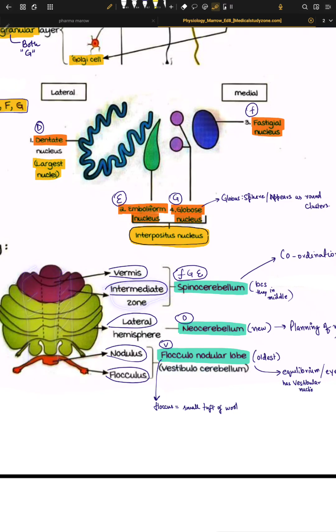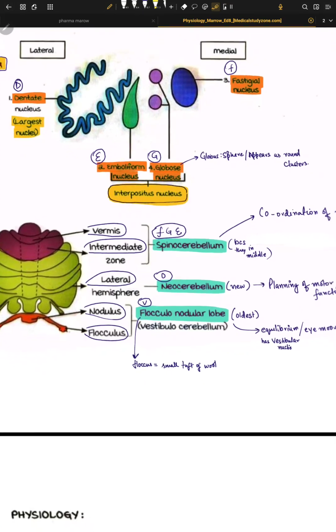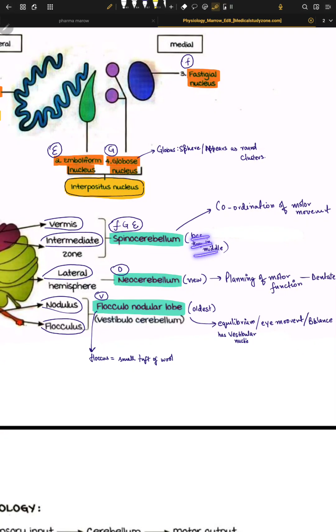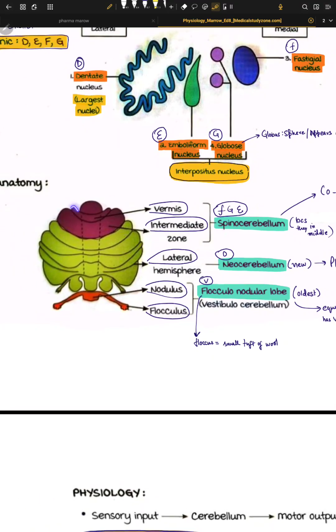Paravermis, intermediate zone. We call this zone spinocerebellum, because they give rise to fibers that go to the spinal cord, and that's why we call them spinocerebellum. And because they are in the midline, of course, F vestigial is also present at the midline of the 4th ventricle. Because they are in the midline, they coordinate the motor movement of the trunk, the whole trunk of your body.